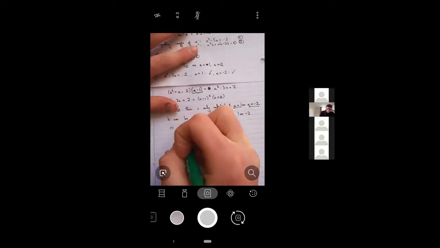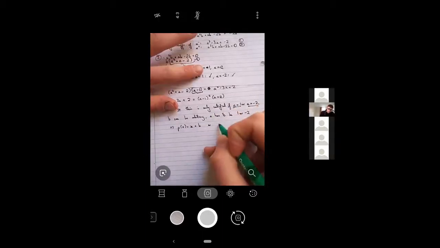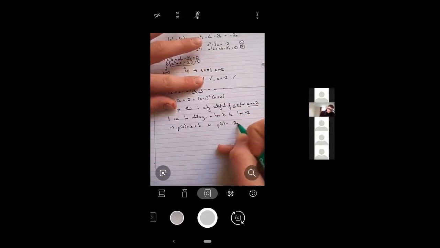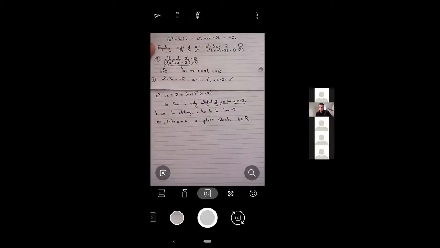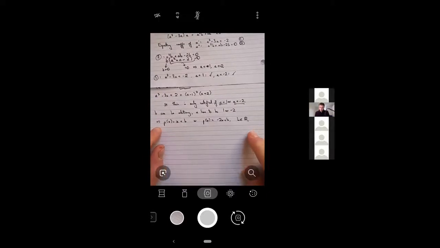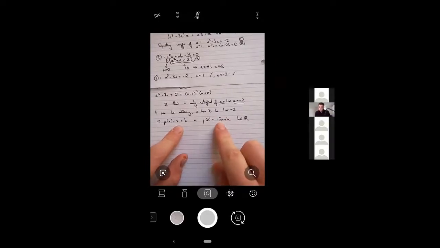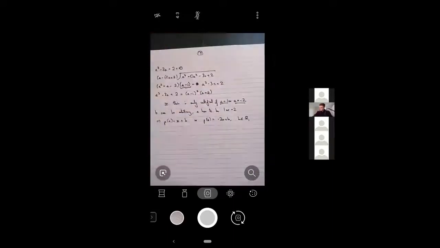So P of X is either X plus B or minus 2x plus B, where B is any real number. Okay, so we've actually found infinitely many. We found uncountably infinitely many if you've met that term, but if not, don't worry. We found infinitely many polynomials that will work. But we've sort of put conditions on what the coefficient of x needs to be. Okay, any problems with this so far?